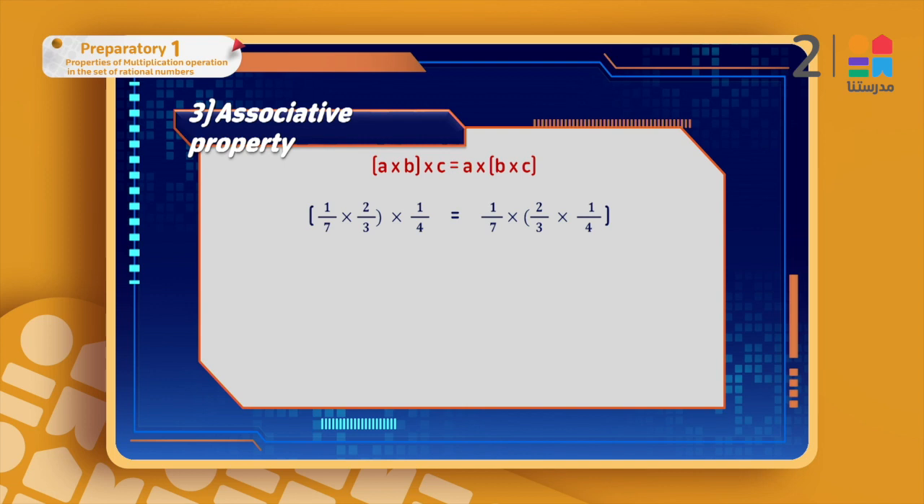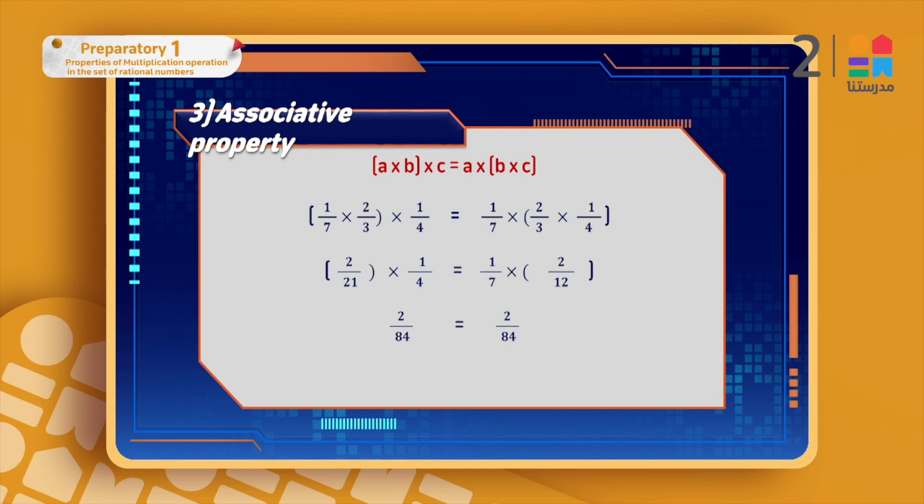In the first one, or in the first side, we will get the product of the first two numbers, which are 1 over 7 times 2 over 3. The product is 2 over 21, and then multiplied by 1 over 4, we will get 2 over 84. Let me remind you how to multiply fractions. We will multiply the numerators, then multiply the denominators. So 2 times 1 is 2, and 21 times 4 is 84.